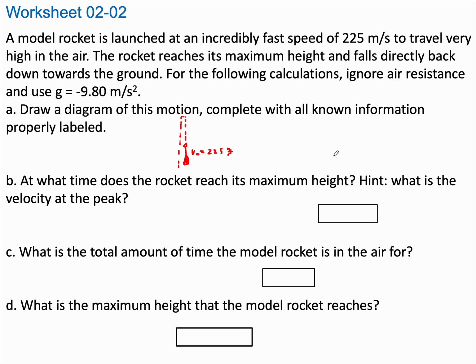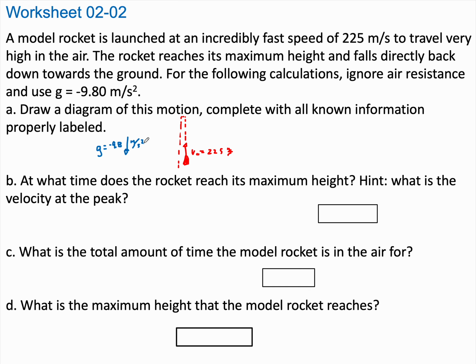Complete this with all known information. Yeah, I guess you could also put gravity on here. Gravity is going to be accelerating it downward. And in this case, instead of using -10, we're going to use -9.8, I guess, to be a little bit more precise. Meters per second squared. I'm going to write that on the other side just because I'm out of space.